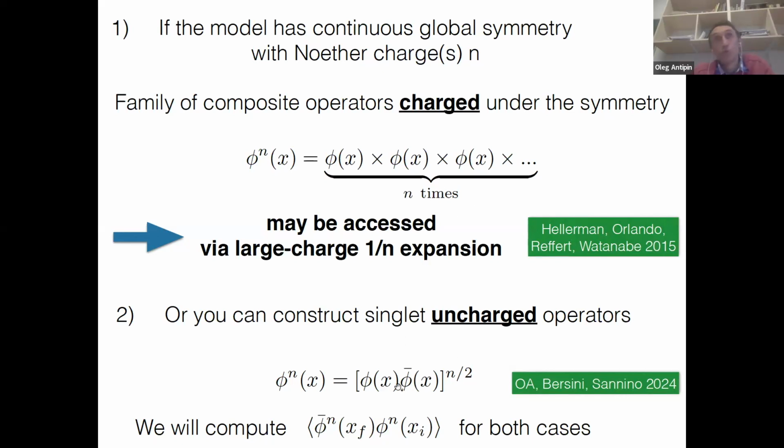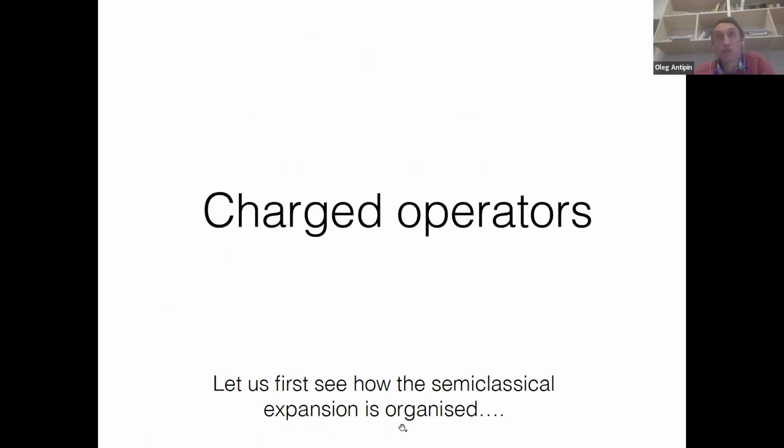So I will show you both cases just for pedagogy, even though I was asked to talk about my recent research on the uncharged ones, but they have very similar structure and presentation. So I will start with the charged ones. As I said, I'm going to show you how to compute the 2-point function in both cases, and you will see. So we're starting with the charged operators. And let me first show you how the semiclassical expansion will be organized, which I'm going to use.